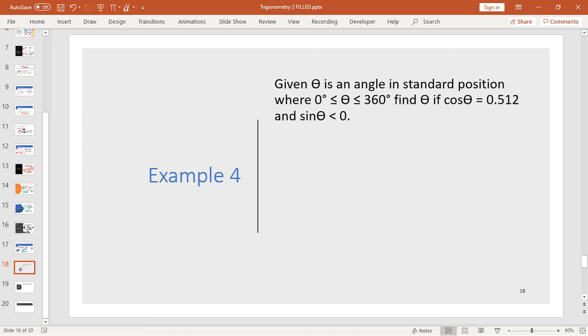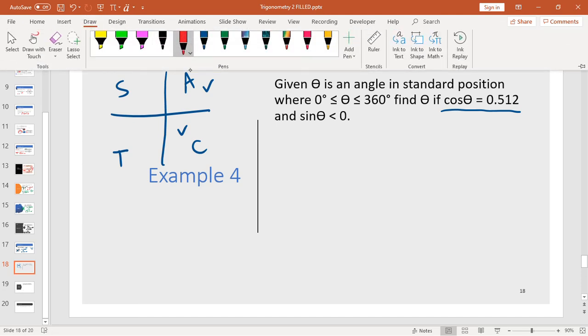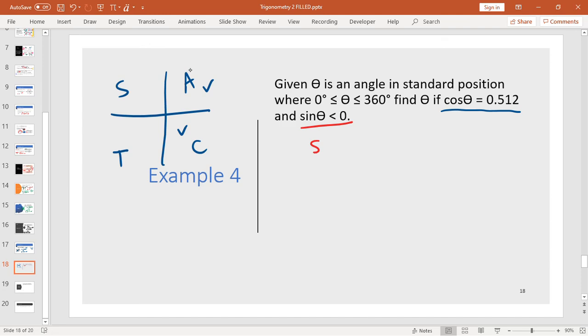Here's another one. So we start with our cos issue. So I see that cos is positive, which means it can be in quadrant 4 or quadrant 1. And the second restriction I see is that sine is less than 0, which means sine is negative. So sine can be negative in quadrant 3 or quadrant 4. The place where I see both check marks is in quadrant 4, so that's where my answer will be.